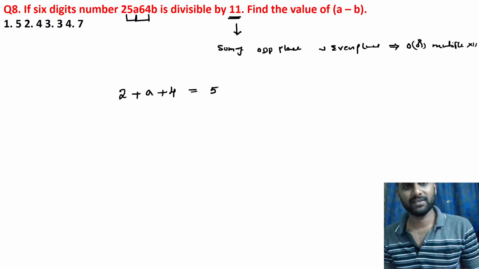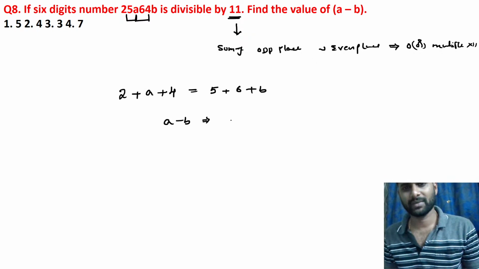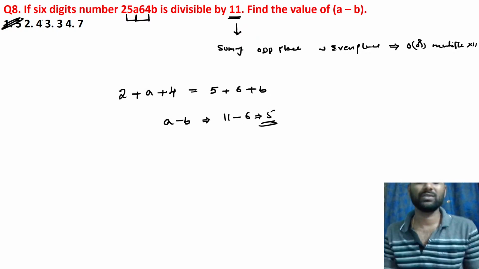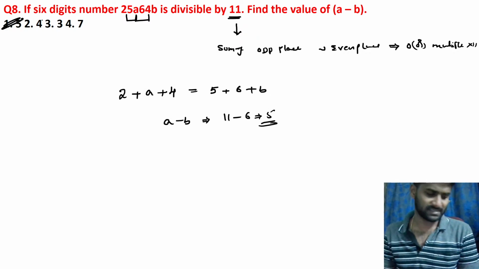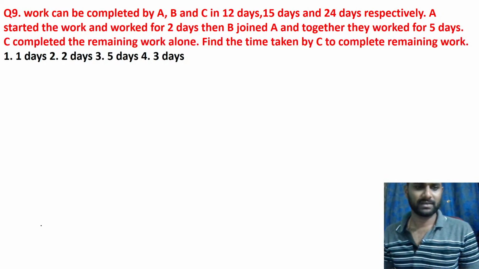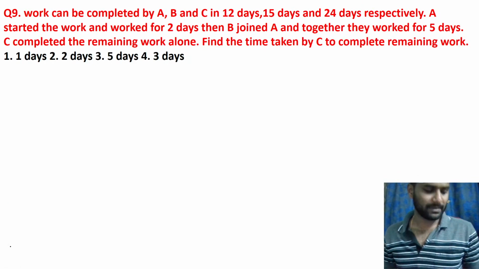So the next number, 5 plus 6 plus b. Here we have to find the difference a minus b. So the a minus b value becomes 11 minus 6, so you can choose that option. It's a simple one, 5. If you know the divisibility property, you can get this answer. Next, here is the work concept.